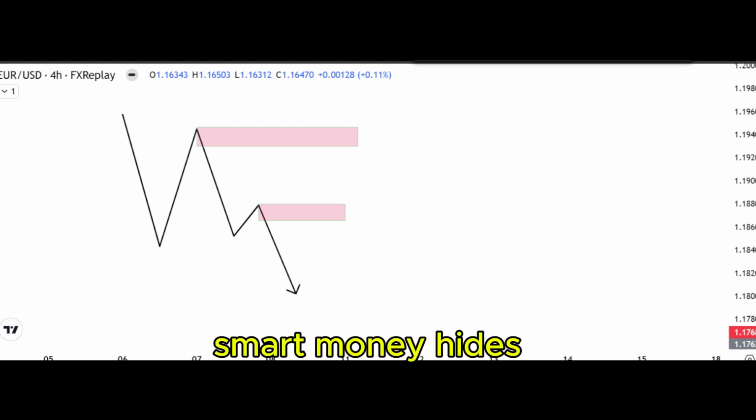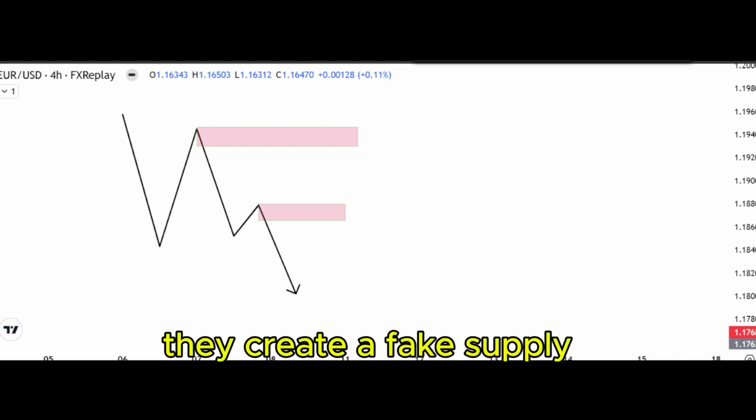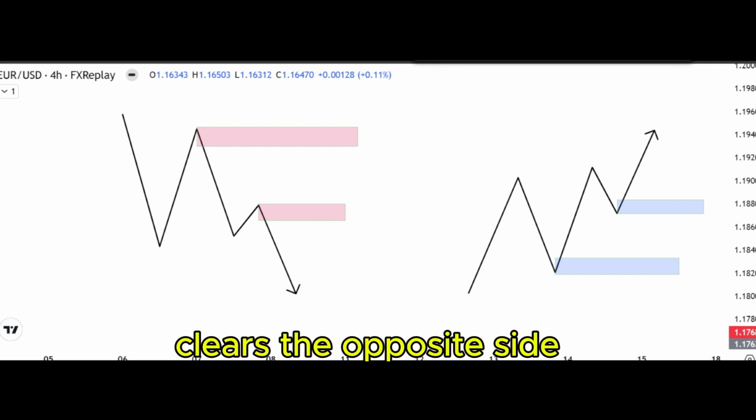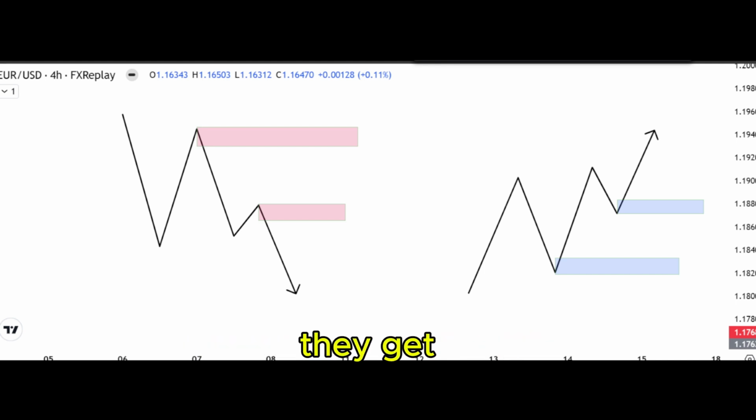Price is messy. Smart money hides. They create a fake supply under a real supply or fake demand above a real demand. That fake move lures traders in. Retail gets stopped out. Then the real mitigation happens and the smart money clears the opposite side. So you lose, they get liquidity.